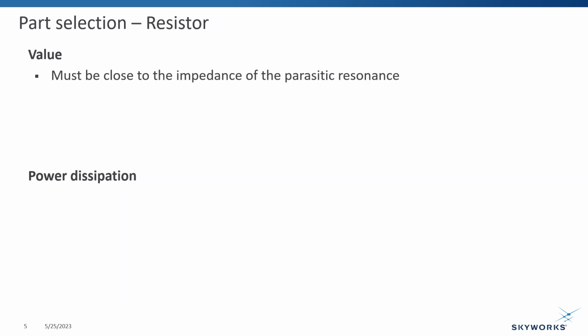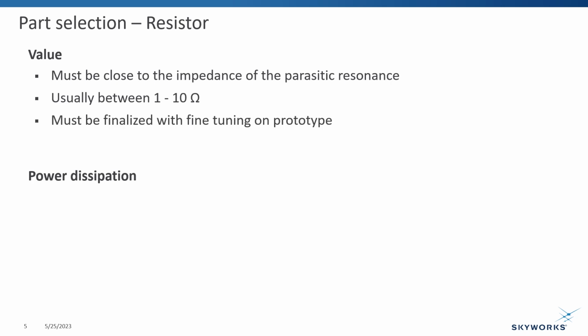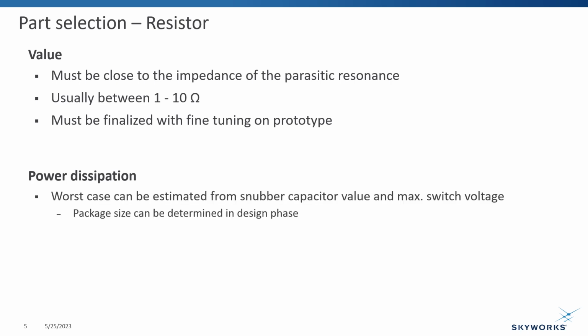The resistor value must be close to the impedance of the parasitic resonance, which is hard to estimate but must be fairly low, usually below 10 ohms. It will also be calculated precisely during the fine-tuning. More important in the design phase is the estimated power dissipation of the resistor, which will determine the size of the package for the layout design. This can be calculated from the selected capacitor value and the voltage rating of the semiconductor.